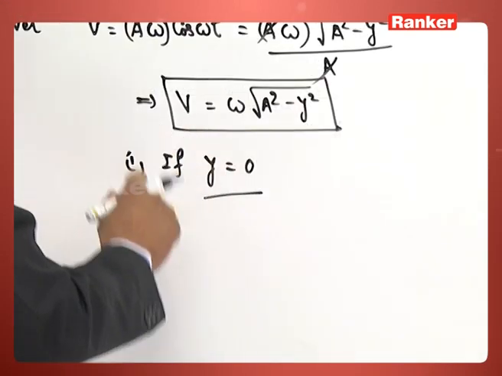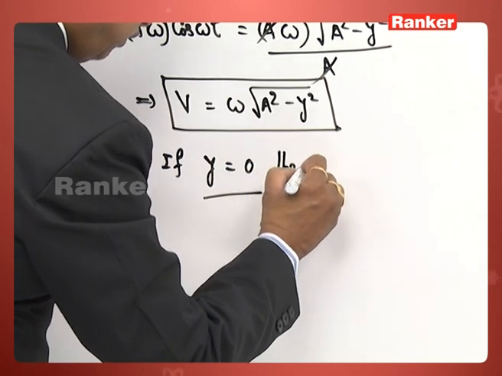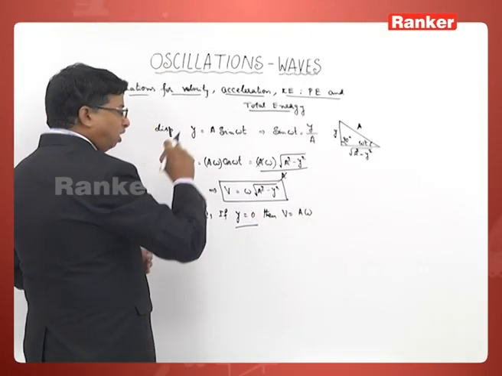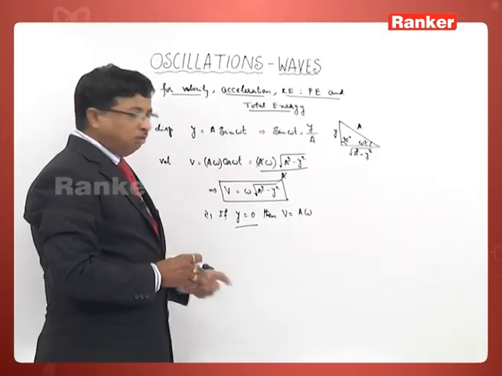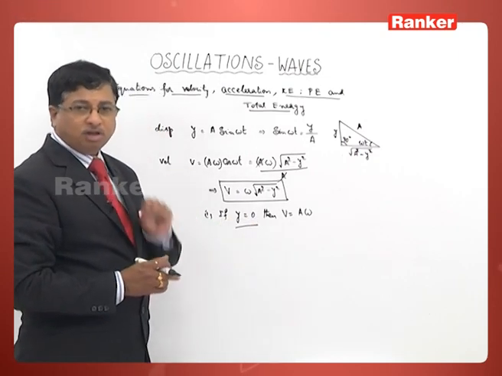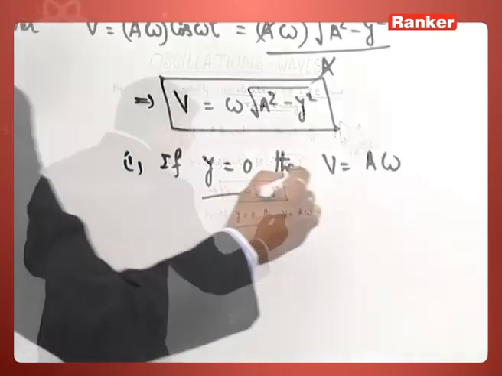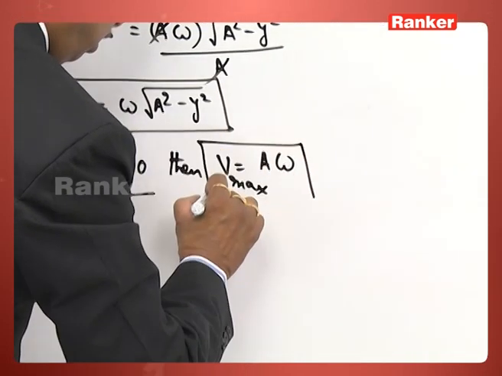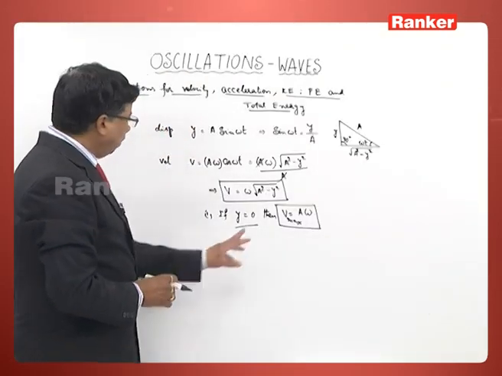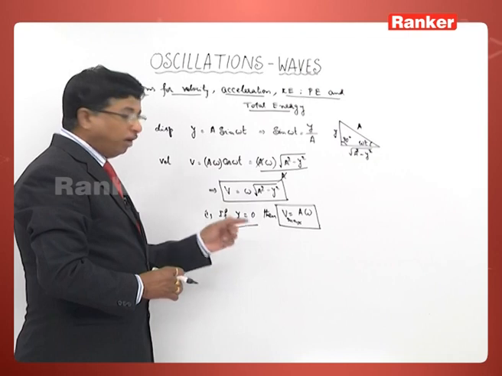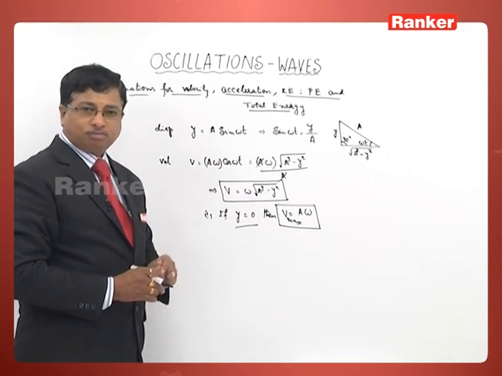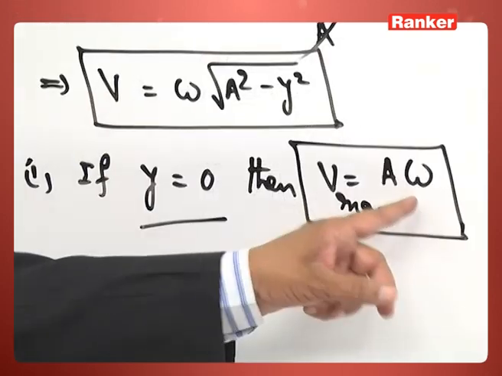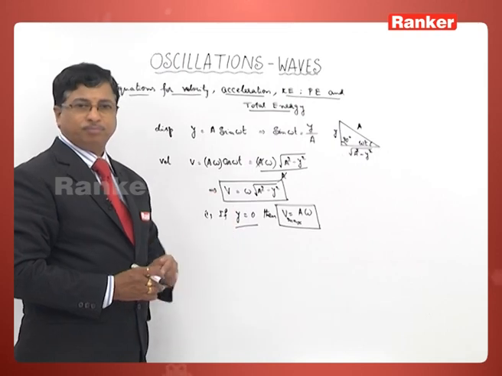So, you can say if y is equal to 0, then we can say that velocity is A omega. Already we have come across earlier about A omega, which is to be called the maximum velocity of the particle in SHM. Therefore, this velocity we can call it as V max. This is the formula for maximum velocity. So, what we should understand out of this condition, while crossing the mean position of rest, the body which is in simple harmonic motion will have maximum possible velocity.